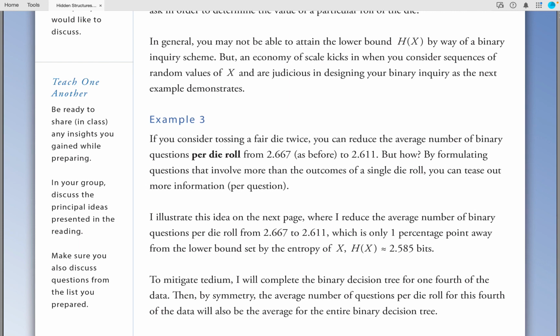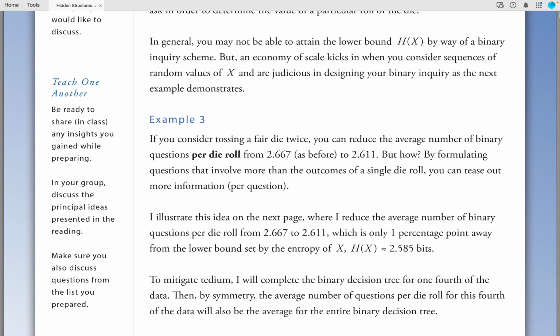2.611. But how? By formulating questions that involve more than the outcomes of a single die roll, you can tease out more information per question. I illustrate this idea on the next page, where I reduce the average number of binary questions per die roll from 2.667 to 2.611, which is only 1 percentage point away from the lower bound set by the entropy of X. To mitigate tedium, I will complete the binary decision tree for 1/4 of the data.